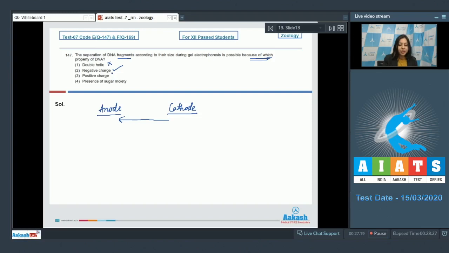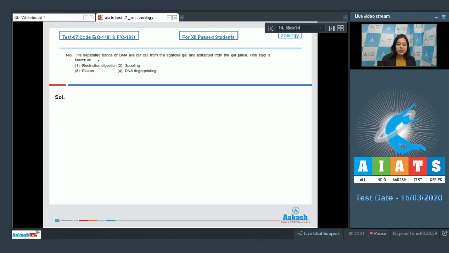Number 3, positive charge is also incorrect as it is the negative charge which draws the movement of DNA. Number 4, presence of sugar moiety is also incorrect. So the correct answer here becomes option number 2. Moving on to the next question.